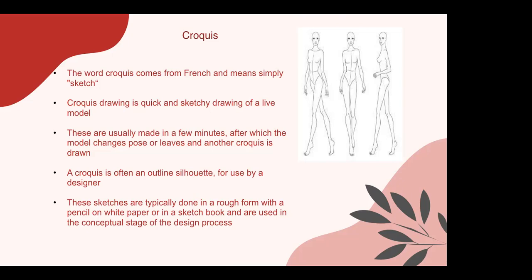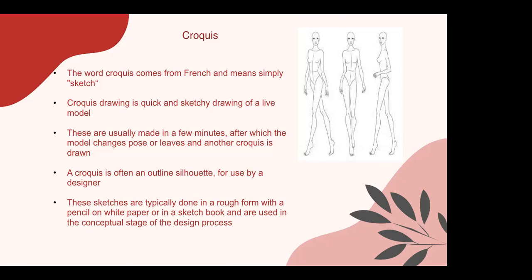The word croquis comes from French and means simply sketch. You can see in the picture, it is a simple basic sketch which just defines the posture of a model who's standing, and you are putting it on a piece of paper. Croquis drawing is a quick and sketchy drawing of a live model. If I want to sketch a model standing in a particular pose, like pose 1 in the leftmost picture, I'll just do a quick sketch, which is called a croquis.